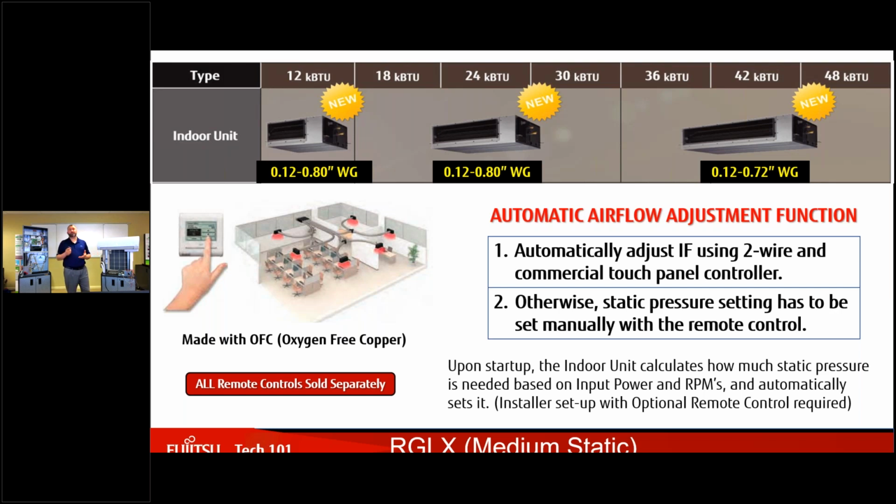We have the ability, if we're using the 2-wire remote, which these units can be, you can use a 2 or 3-wire remote. We always recommend the 2 for this reason. If you use a 2-wire remote system on this, we get our automatic static pressure adjustment. So the unit will actually detect what the static pressure of the system is and adjust it accordingly. Otherwise, you would have to set that static pressure manually. So if you installed that 3-wire control, you'd have to do that manually.